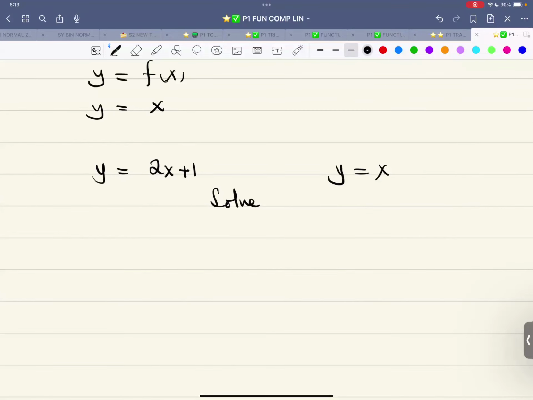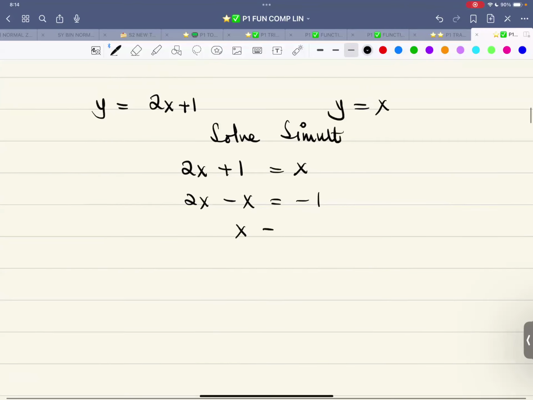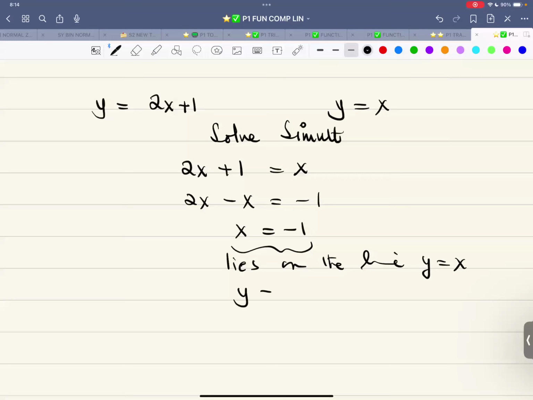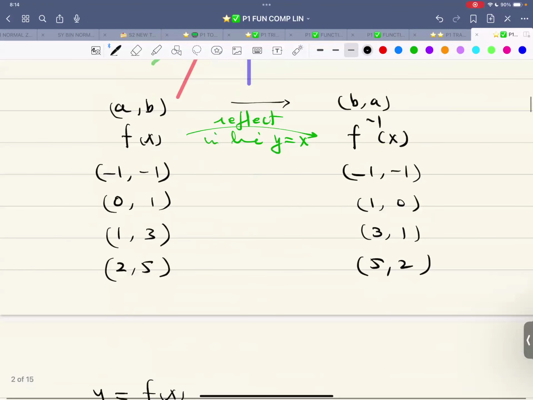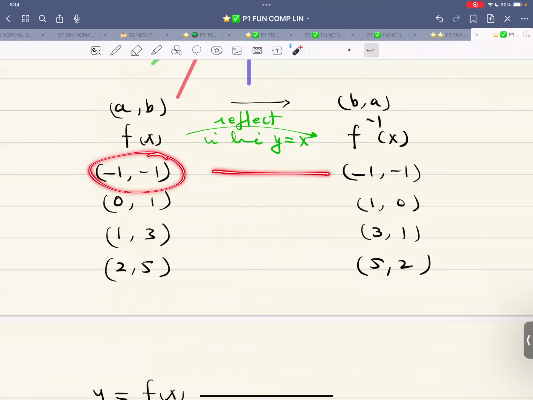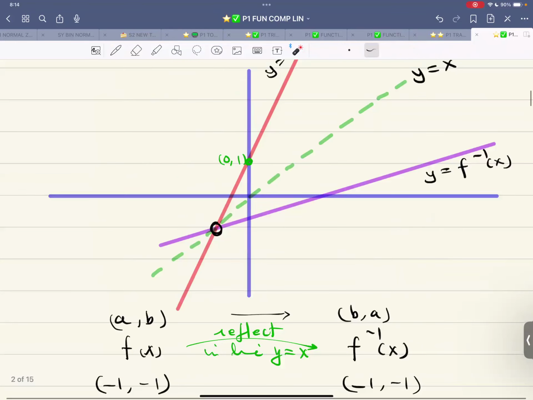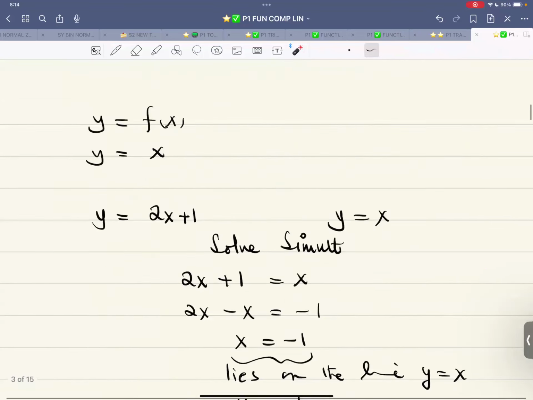So solve simultaneously. If I solve simultaneously, 2x + 1 = x. Therefore, 2x - x = -1. Therefore, x = -1. Since it lies on the line y = x, therefore y is also -1. So therefore, the point of intersection is (-1, -1), which coincidentally we already had over here. This is -1, it remains as -1. That is how this point is found. So that is the basic idea.